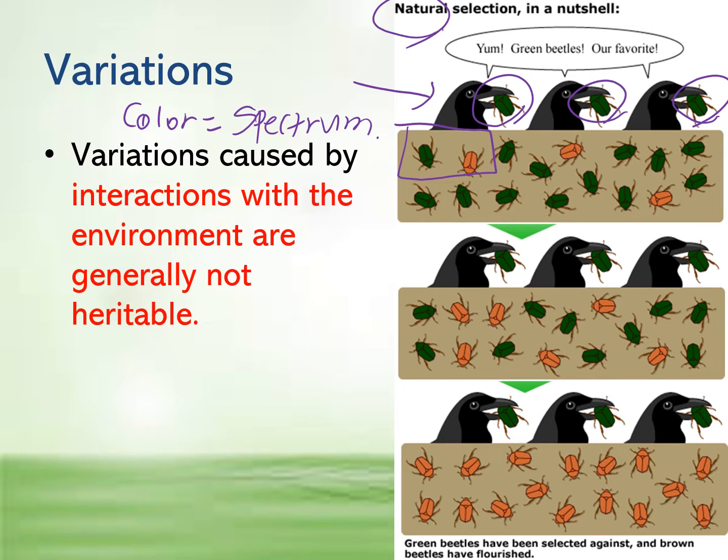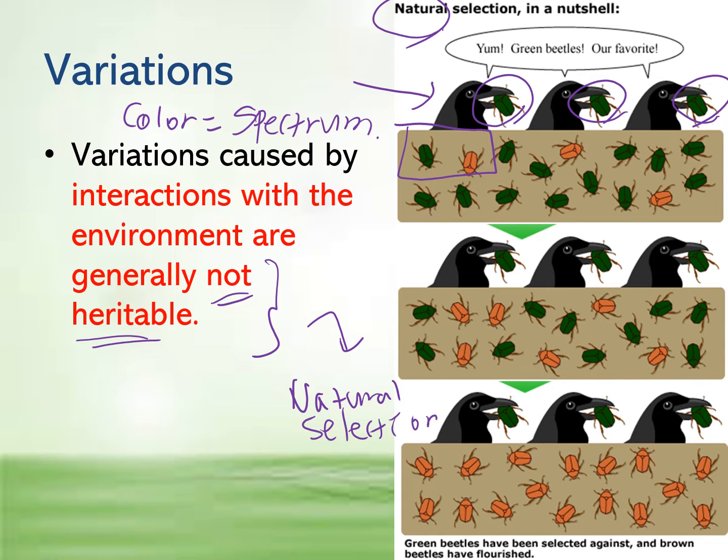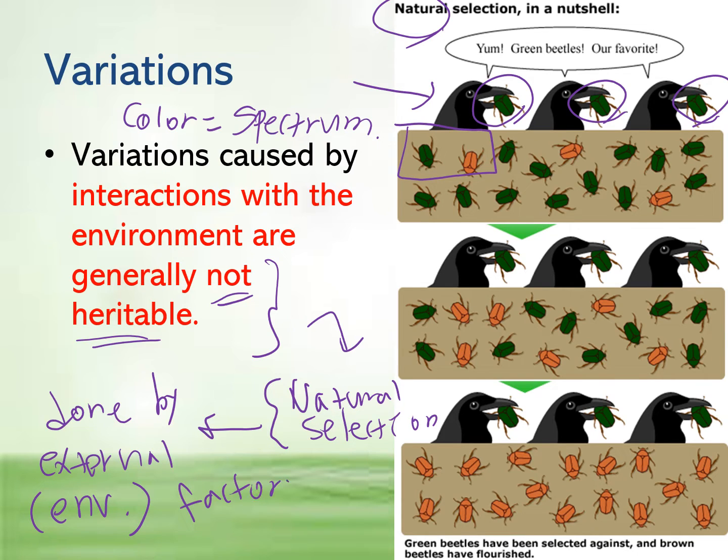So, variations caused by interactions with the environment are generally not inheritable. It is a combination of environment and genetics. Environment plays a huge role. Remember, natural selection is done by, I like to say, external environmental factors. In this case, we need the influence of the predator.